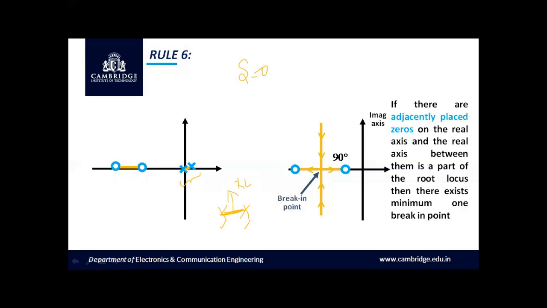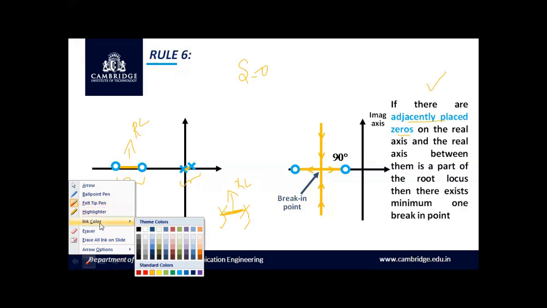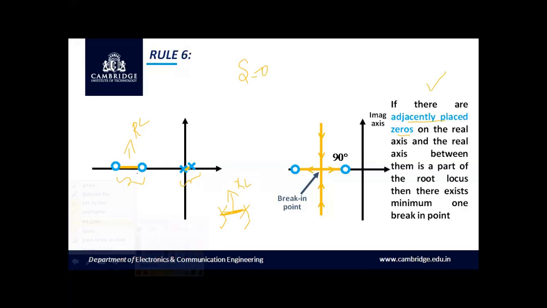And on the other side, with respect to the last statement, if there are adjacently placed zeros on the real axis, and between them is a part of the root locus, yes, of course it is a part of the root locus, then there exists a minimum of one break-in point. Hence, in this case, a minimum of one break-in point exists in this region. Let me represent it with a different color. So here a minimum of one break-in point exists, and here a minimum of one breakaway point exists.